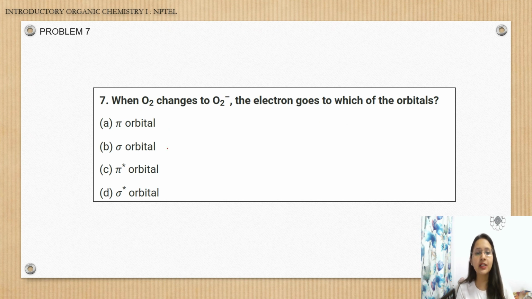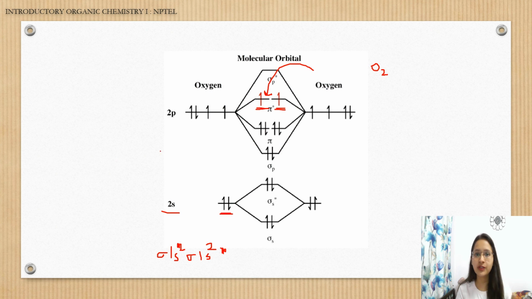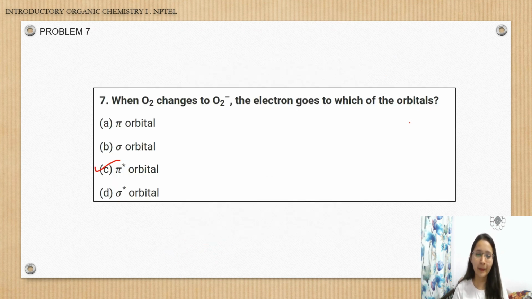So here they are asking, when oxygen changes to O2 minus, the electron is coming to which of the orbitals? Is it pi orbital? Is it sigma? Is it pi star or the sigma star orbital? Which will be the orbital? That is the pi star orbital. So the electron is adding to the pi star orbital. So this is the molecular orbital diagram, and this is how you can write the configuration using MOT theory, and also assign which orbital the electron will add to and how these orbitals are segregated. This is what MOT tells us, right?